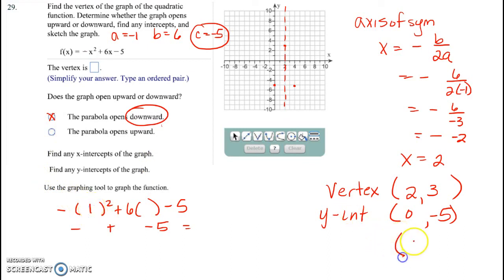1 comma, and a 1 there. 1 times 1 is 1. That's going to be the opposite of 1. 6 times 1 is 6. Negative 1 plus 6 is 5, and 5 subtract 5 is 0. There's one of our x-intercepts. I kind of suspected that might happen. Reflect across, and you have the other x-intercept. And draw your parabola. Okay?